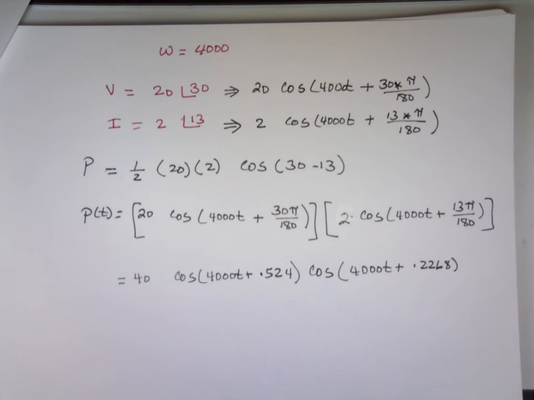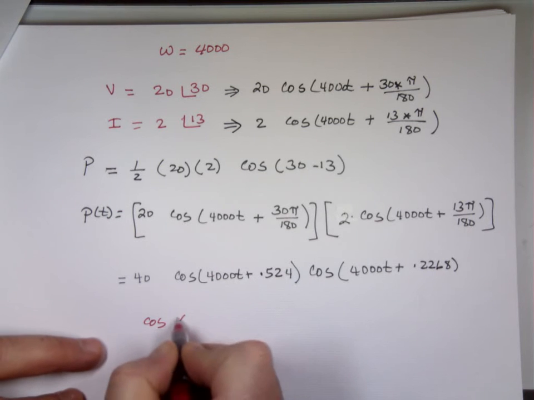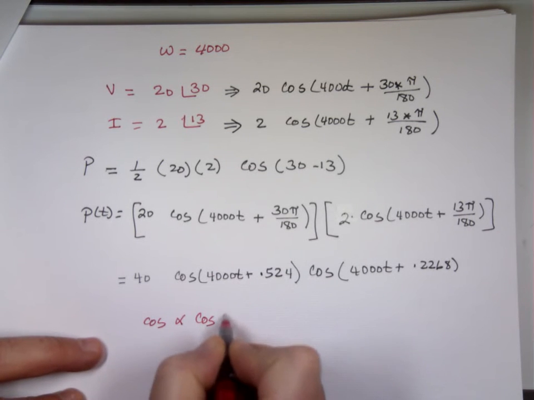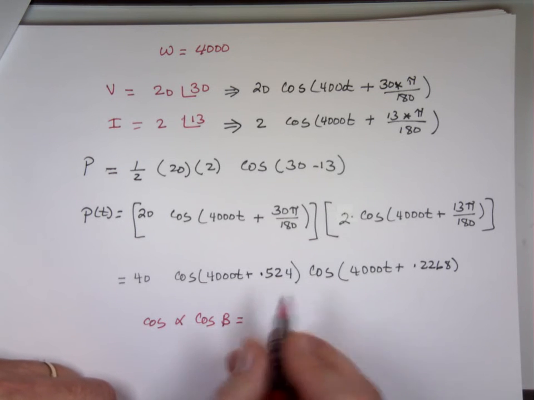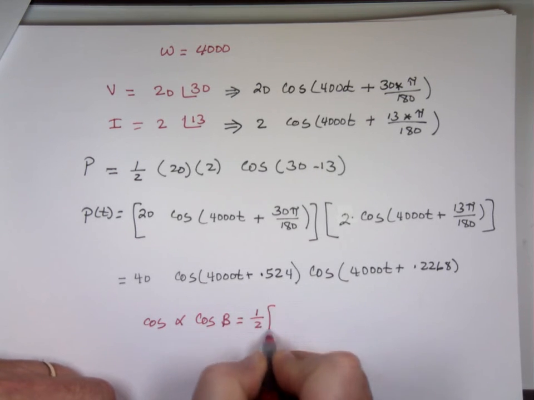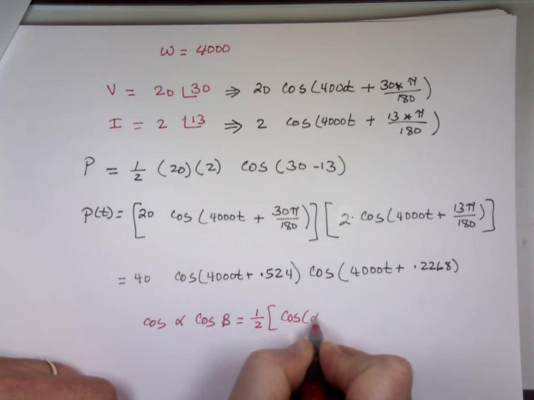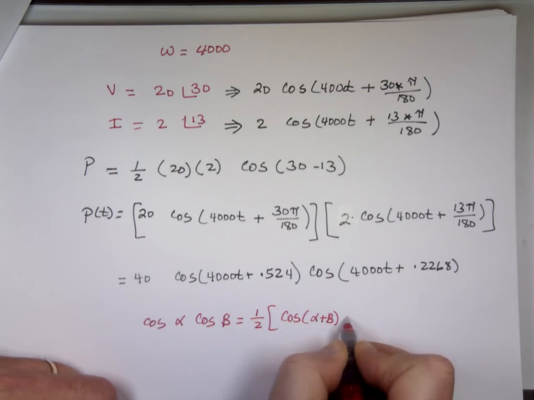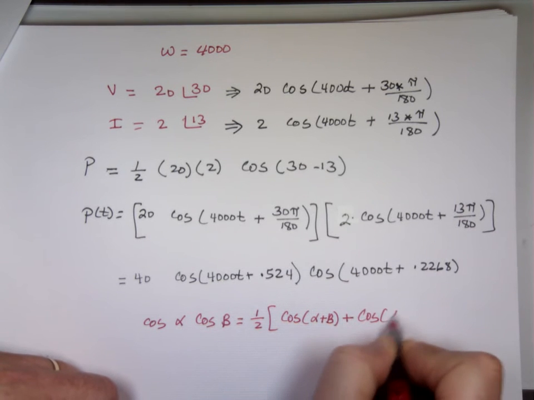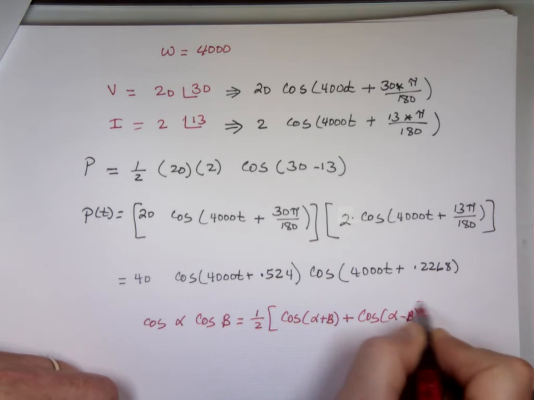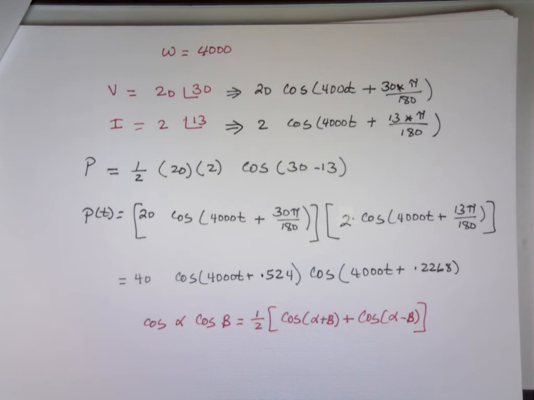Now you're going to use your trig identity. Cosine alpha cosine beta is equal to 1/2 cosine of alpha plus beta plus cosine of alpha minus beta. It's not on the board, I'm just working it backward.